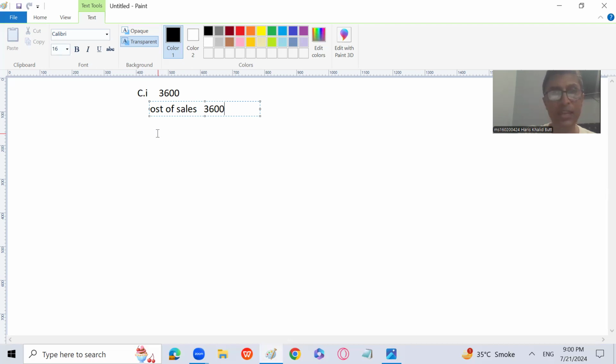And because cost of sale is an expense, it is debited. So in order to decrease cost of sales, I have to give it a credit. So closing inventory debit and cost of sales credit.